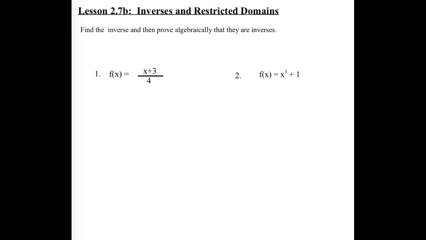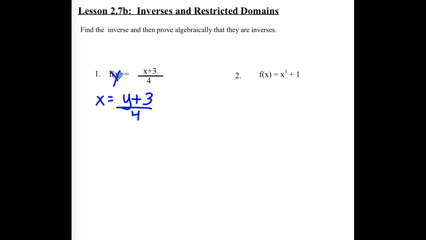We are going to finish up our notes for 2.7. We are talking about finding inverses of functions. So the first two examples here, we're just reviewing what we looked at last week. Earlier today you said we switch this into just a y. F of x is like a y. And then we switch x and y. So this is going to become x equals y plus 3 divided by 4.